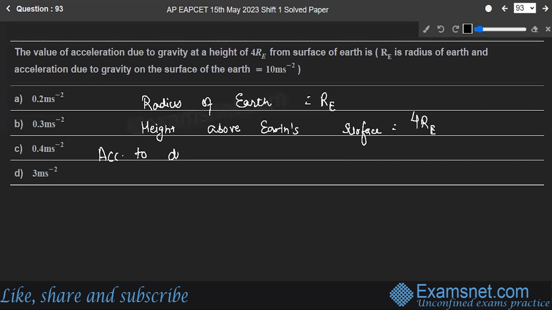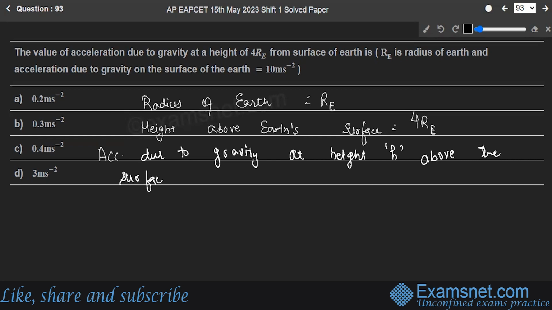Acceleration due to gravity at height h above the surface of Earth is given by g' = g0 upon (1 + h/R_E) squared.